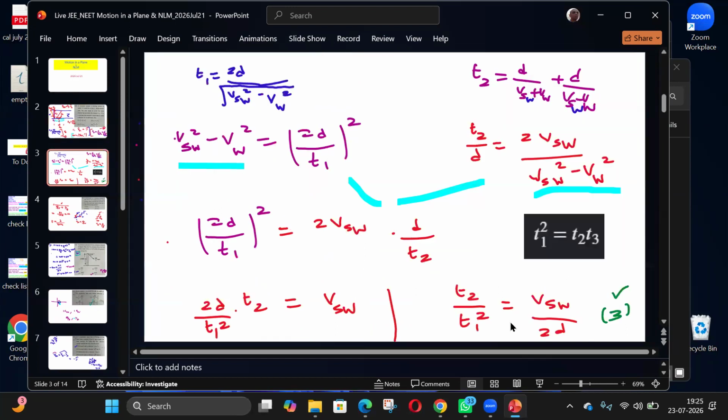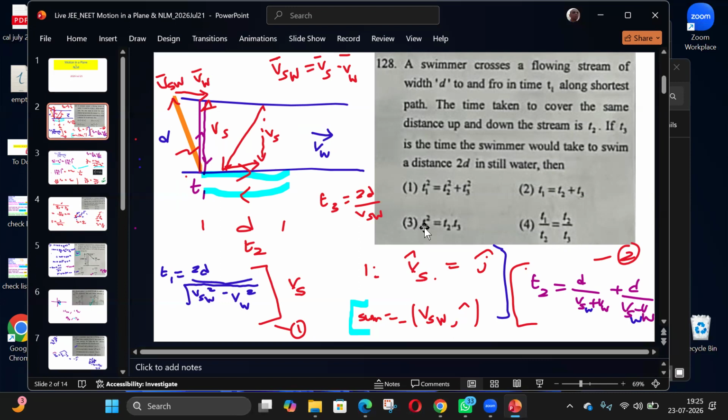So from this I'll get this result. T3 is T1 square by T2. So option 3. I'll just send these notes to you, just revise them.